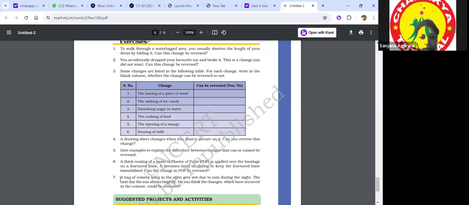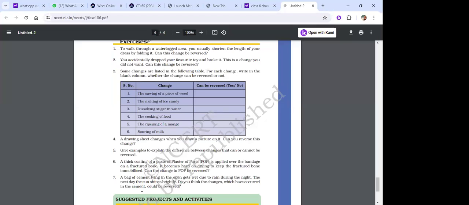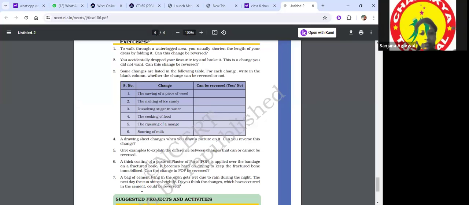Seven. A bag of cement lying in the open gets wet due to rain during the night. The next day the sun shines brightly. Do you think the changes which have occurred in the cement could be reversed? What do you think? No, ma'am. All sure? Once the cement is wet, it gets hardened and we cannot get that same form again.